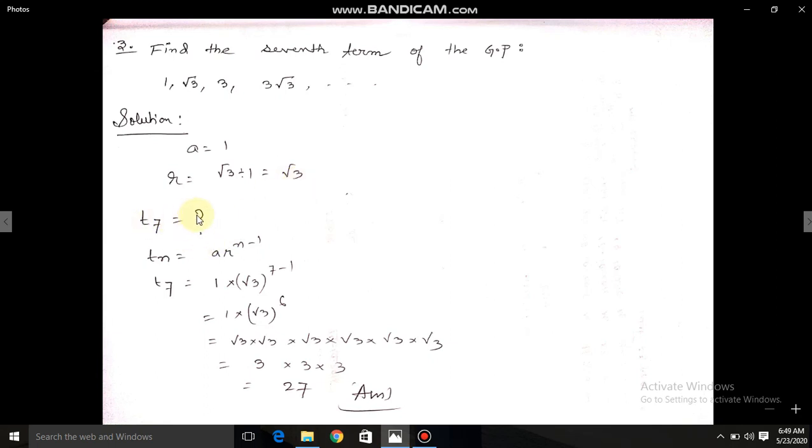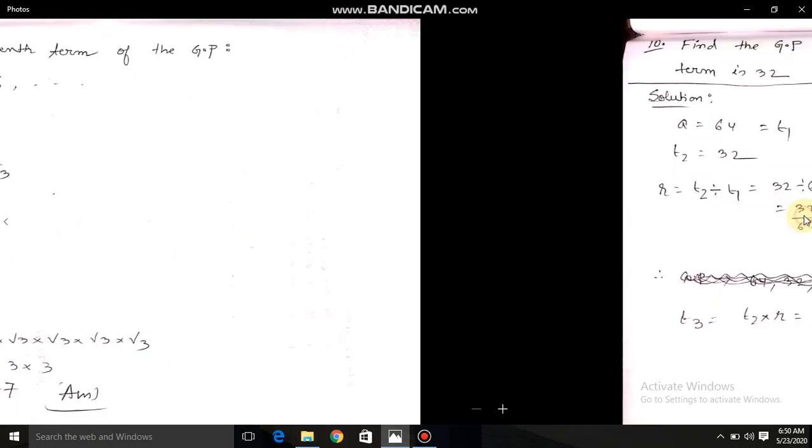Now we have to find T7. What is the formula of Tn? Tn is equals to A r to the power n minus 1. So T7 is equals to A means 1 into r is root 3 to the power n is 7 minus 1. So 1 into root 3 to the power 6. To the power 6 means root 3 multiplied 6 times. You see, root 3 into root 3 is 3 here. Again, root 3 into root 3 is 3 here. Root 3 into root 3 is 3. So the answer is 27. I hope you have understood number 3.